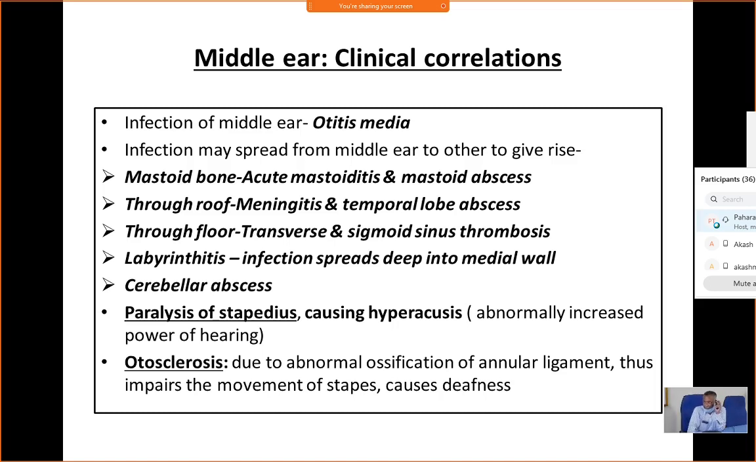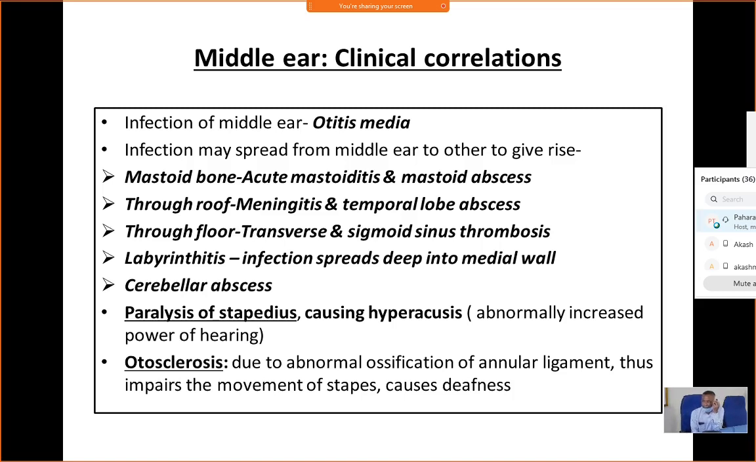Then labyrinthitis means infection of the internal ear. So what will happen? Infection may spread deep into the medial wall, and ultimately it may infect the internal ear. Then cerebellar abscess, because from the middle cranial fossa, it may go to the posterior cranial fossa, and ultimately there may be cerebellar abscess.